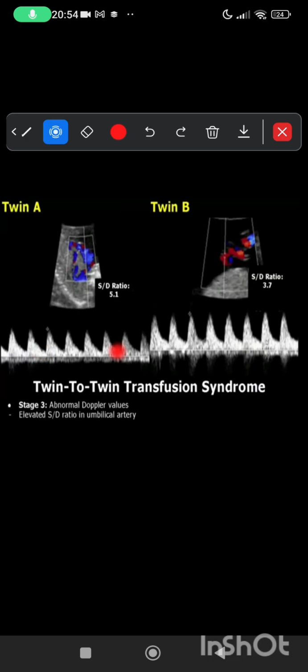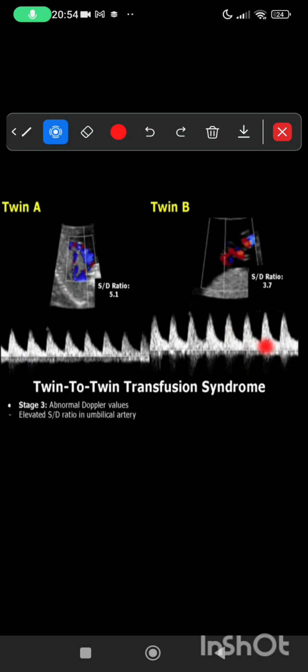And we can see less here, like it is more close to the baseline. More close to baseline means small Doppler shift. It means less diastolic value. So it's abnormal here in A because the diastolic component is small. It is more close to the baseline. Here it is more above the baseline. There is more diastolic component.